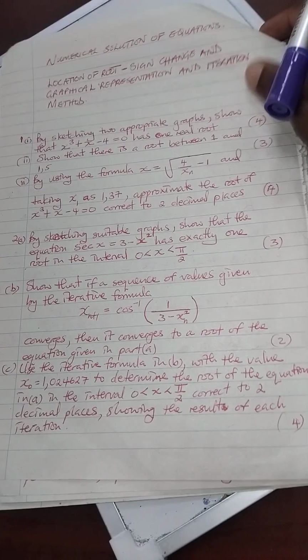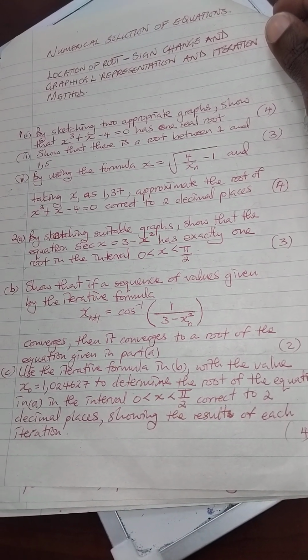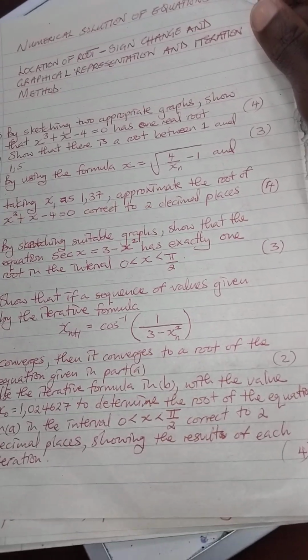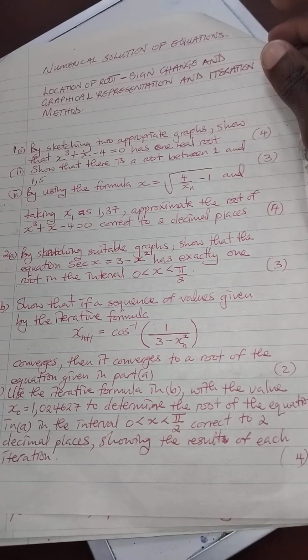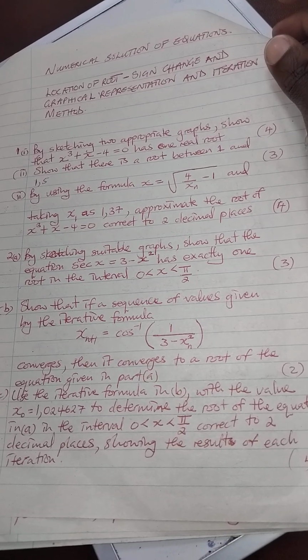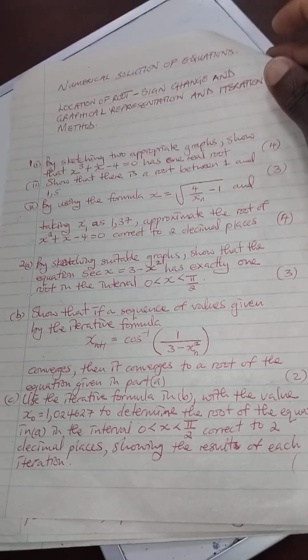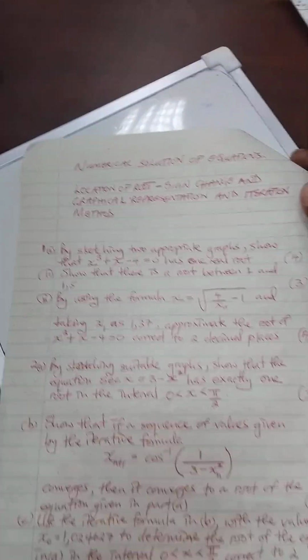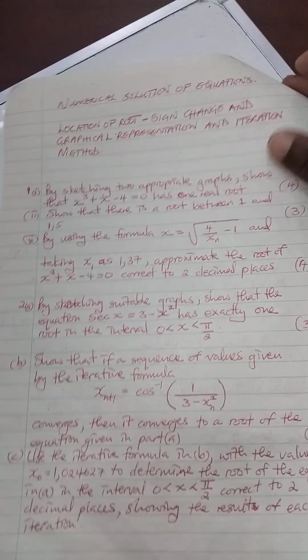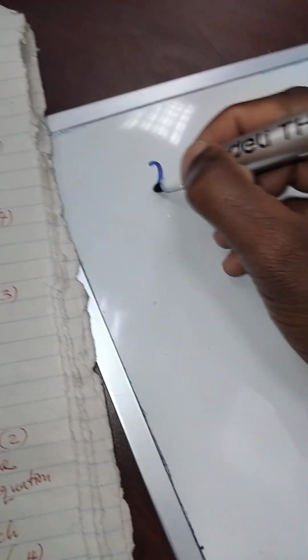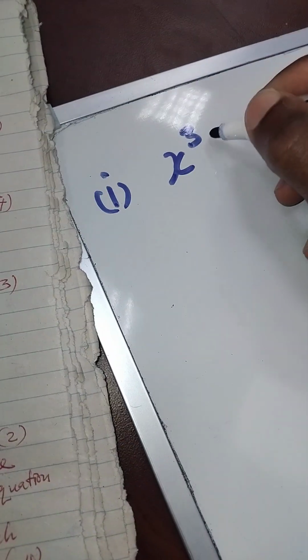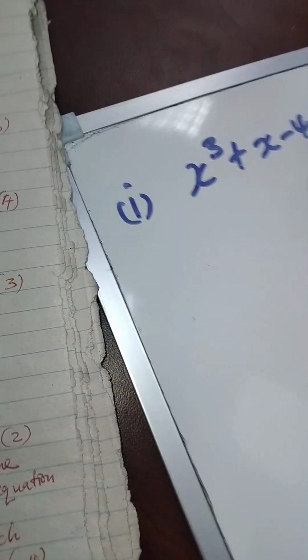Question 1, item 1: by sketching two appropriate graphs, show that x cubed plus x minus 4 is equal to 0 has one real root. Remember, this is a graphical illustration. So how do we sketch those graphs? We have x cubed plus x minus 4 is equal to 0.